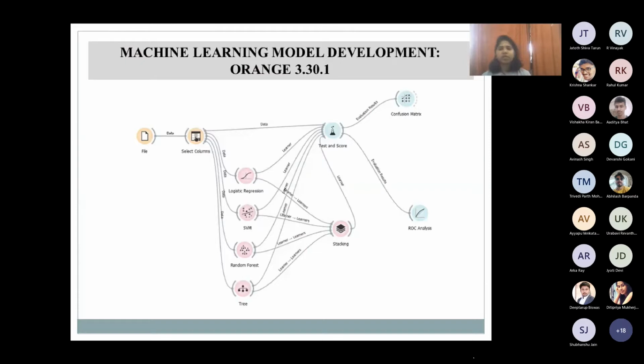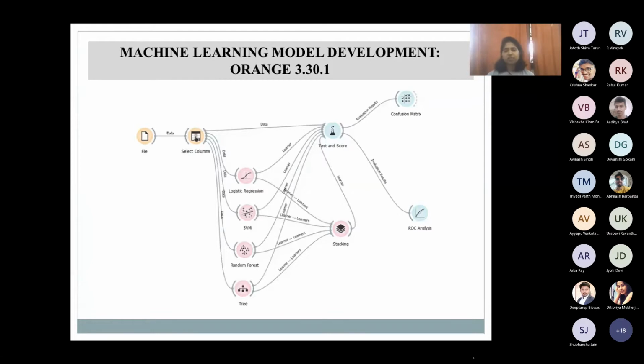Next, machine learning model development was done using Orange 3.30.1. The file that we normalized using MetaboAnalyst, the output of the MetaboAnalyst file, was first opened in Excel, and the data was scaled. Normal samples were scaled at 0, and tumor samples were scaled at 1, and then the data was uploaded in Orange. The features that we identified using VIP score in MetaboAnalyst were selected, and the following models were run.